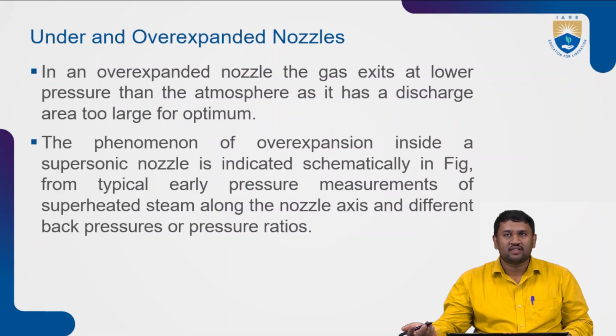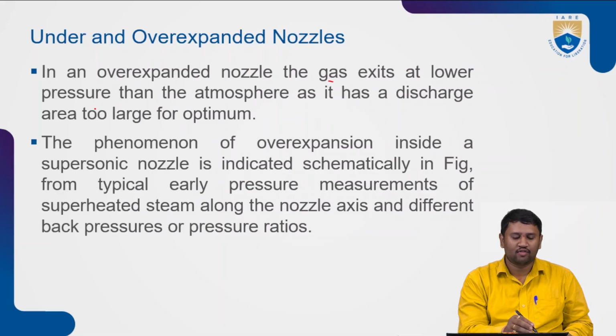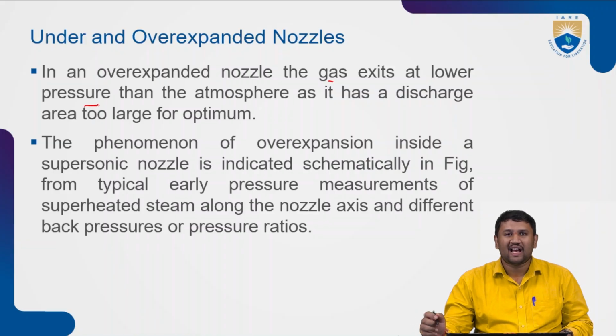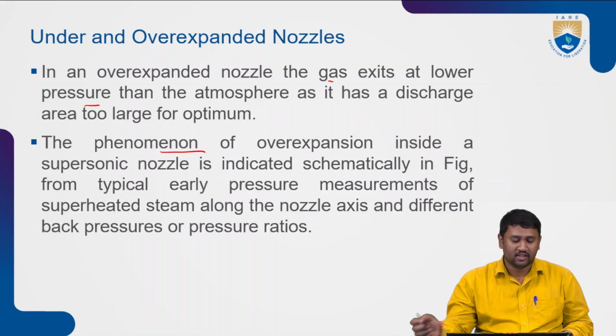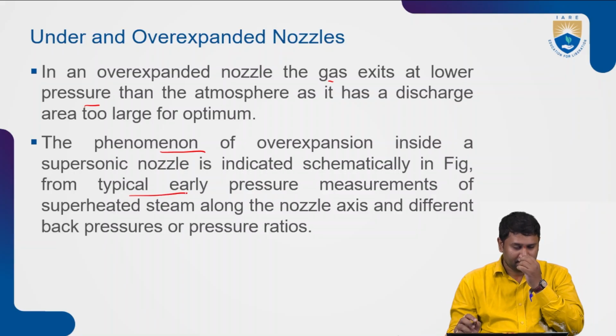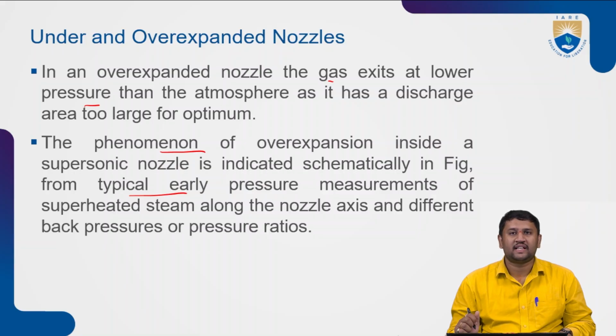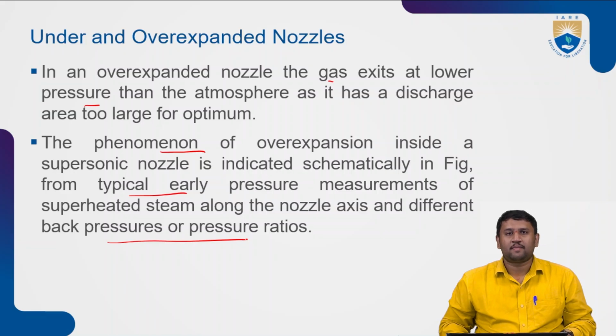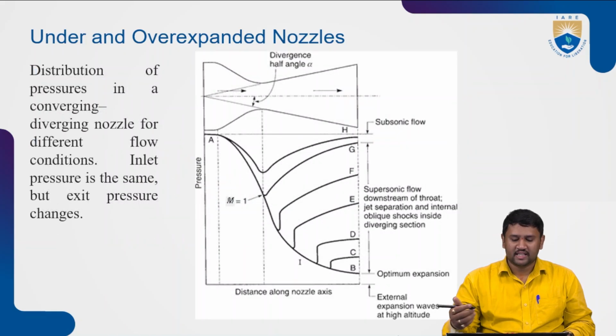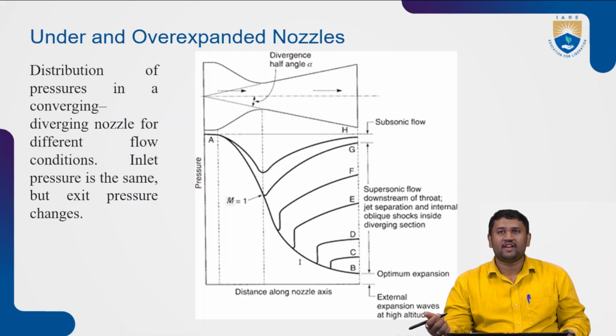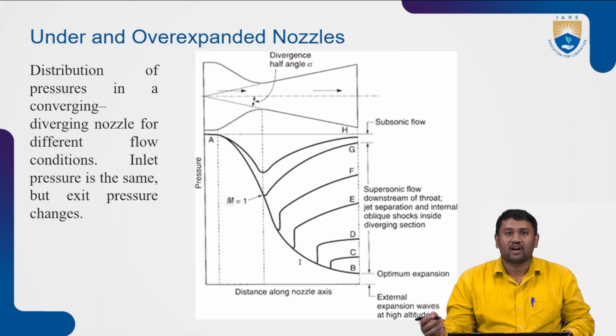In an over-expanded nozzle, the gas exits at a lower pressure than the atmosphere as the discharge area is too large for optimum. The phenomenon of overexpansion inside the supersonic nozzle is indicated schematically in a figure that we will be discussing further, from typical early pressure measurements of superheated steam along the nozzle axis at different back pressures or pressure ratios. Now, let's see a graph which shows in what way the underexpanded as well as the overexpanded nozzles are formed or can be identified.